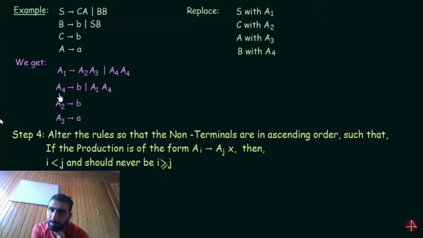In this part it says A4 gives A1 A4. Now let us see if it is following step number 4 or not. So here your i is 4 and j is 1. So here we see that i is greater than j. 4 is greater than 1. We already said in step number 4, the rule said that it should never be greater than or equal to j. It is not following the rule that is mentioned in step number 4.